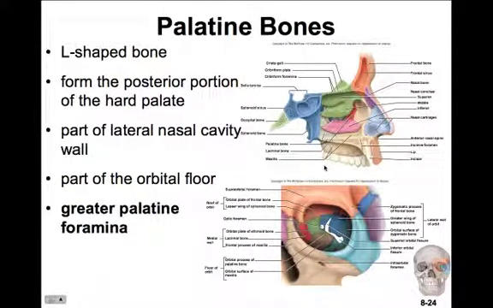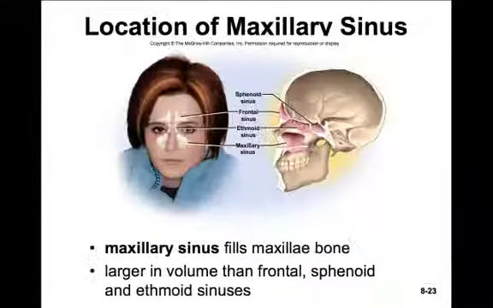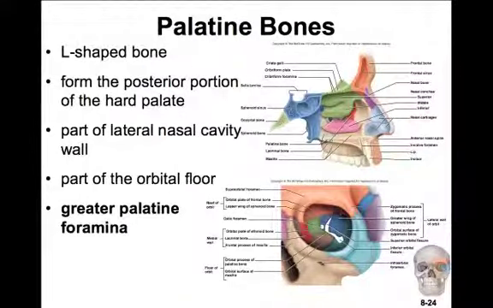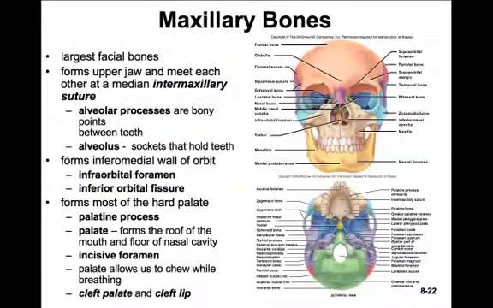The palatine bones are L-shaped bones. They form the posterior portion of the hard palate, as we saw here. They also form part of the lateral nasal cavity. You can see the palatine bone here. You'll notice also in the palatine bone these greater palatine foramina.